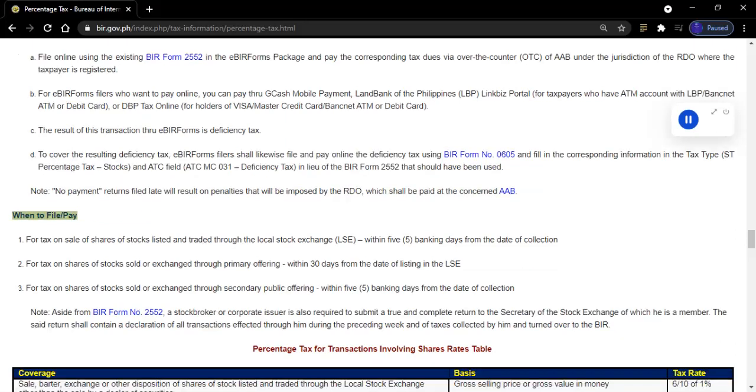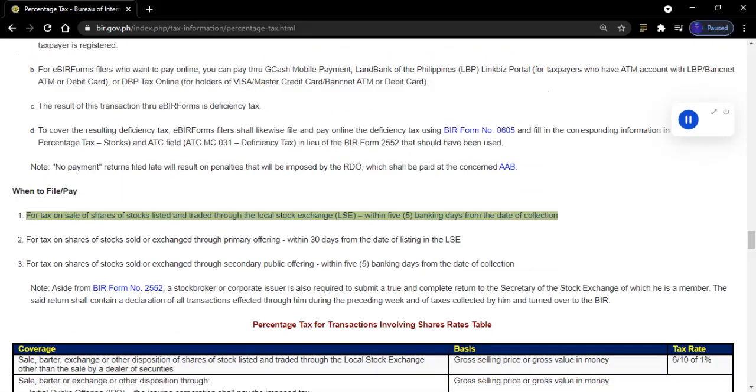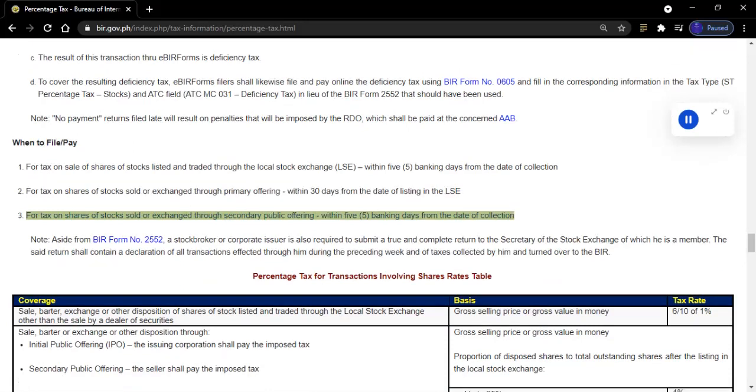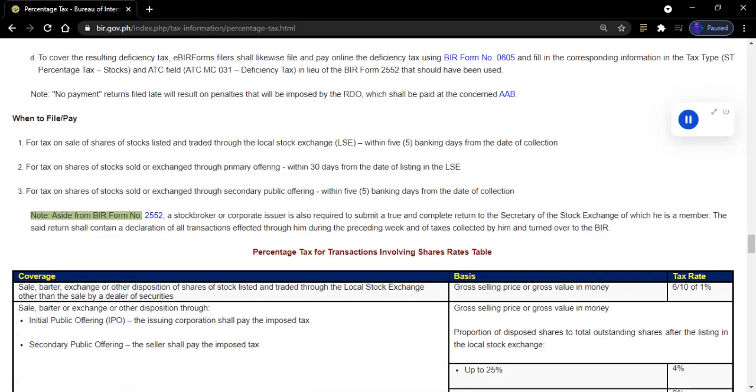When to file, pay. For tax on sale of shares of stocks listed and traded through the local stock exchange (LSE), within 5 banking days from the date of collection. For tax on shares of stocks sold or exchanged through primary offering, within 30 days from the date of listing in the LSE. For tax on shares of stocks sold or exchanged through secondary public offering, within 5 banking days from the date of collection. Note: aside from BIR Form No.